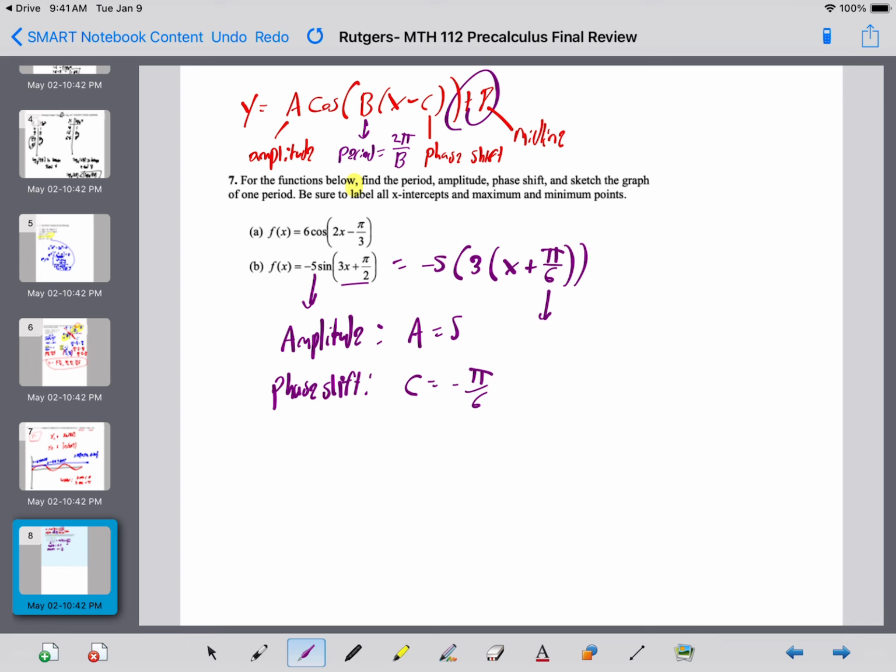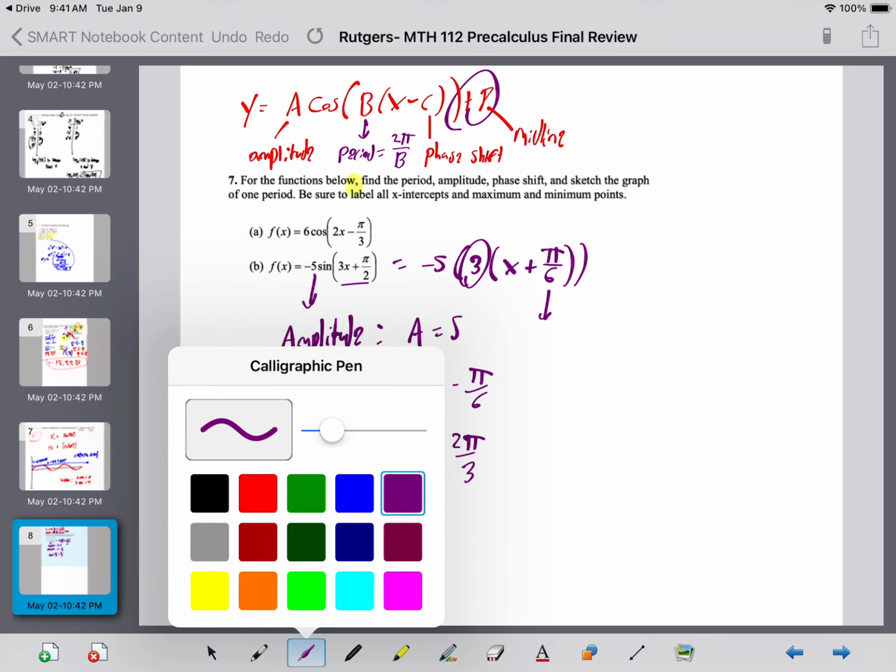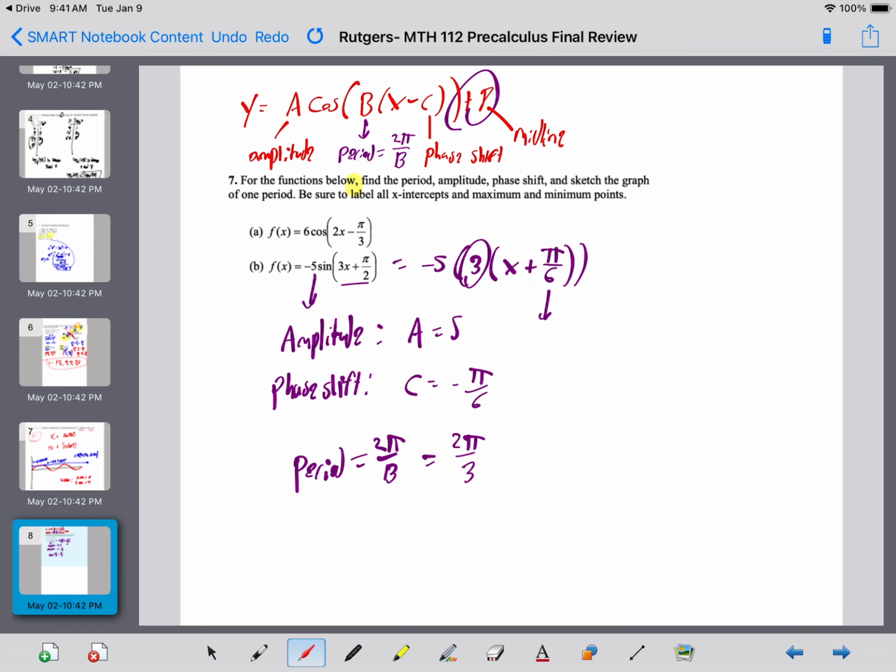So, remember, this is your b. Indirectly gives you your period. Period is 2 pi over b. 2 pi over 3 is your period. Now to find those nice points that you want to graph, we use our sketch point. Sketch point is period over 4. 2 pi over 3 over 4. You could do keep, change, flip. So 2 pi over 3 times 1 over 4. 2 pi over 12, which is pi over 6.